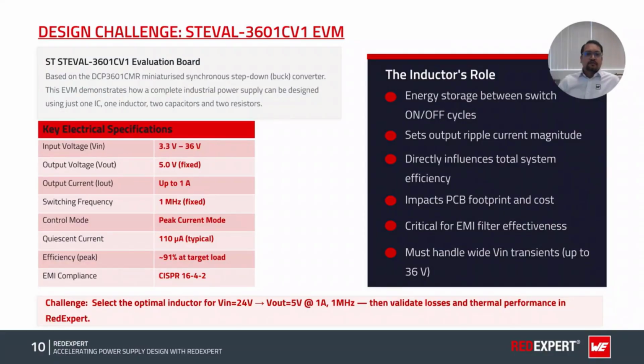And the EVM is a great example of how a complete industrial power supply can be designed with minimal components, just one IC, one inductor, a couple of capacitors and resistors. The specifications are given here. This is 36 volt input, 5 volt output, 1 ampere output current, switching frequency is fixed at 1 megahertz.